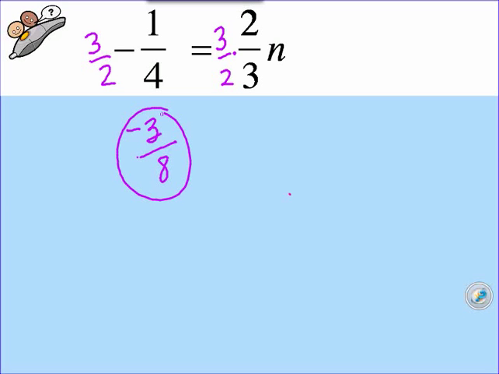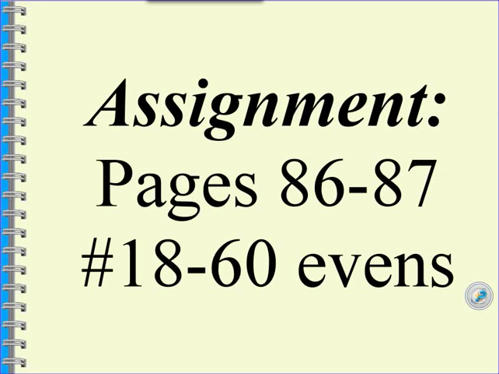Okay, so now, your assignment for tomorrow's 18 through 60 the evens. Now remember, I'm going to be gone tomorrow. You'll probably have a worksheet or a quiz over this one-step equation process, so think about that.